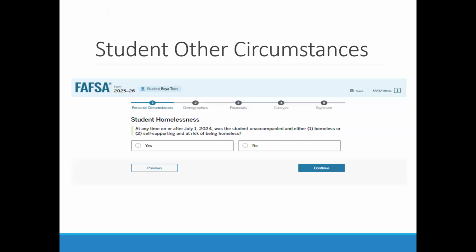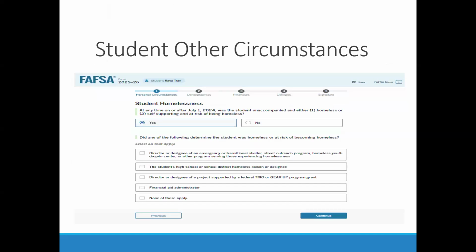So students will be asked if they have other circumstances. They will be asked if they are an unaccompanied minor or considered homeless, and they will answer yes or no. If the student answers yes, a question will pop up on how it was determined that they were homeless or at risk of being homeless, and they would select how that determination was made.